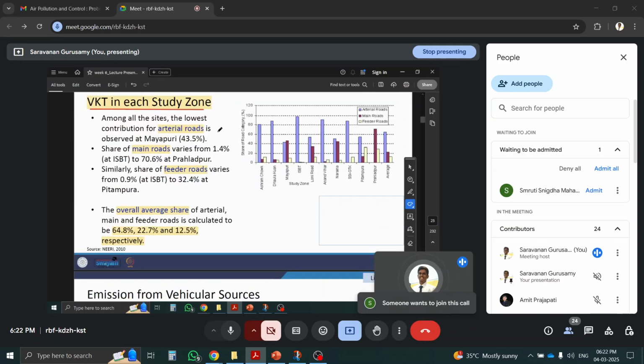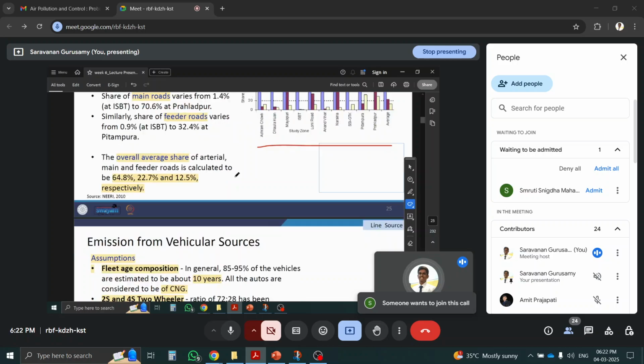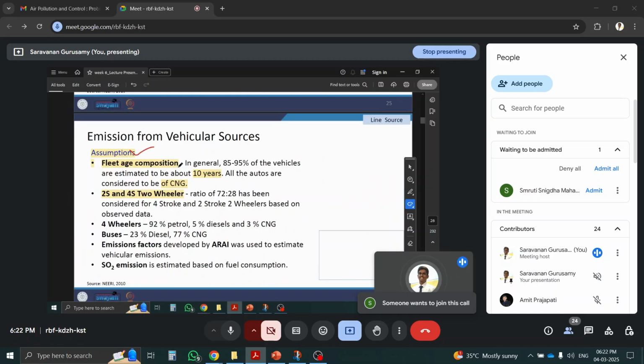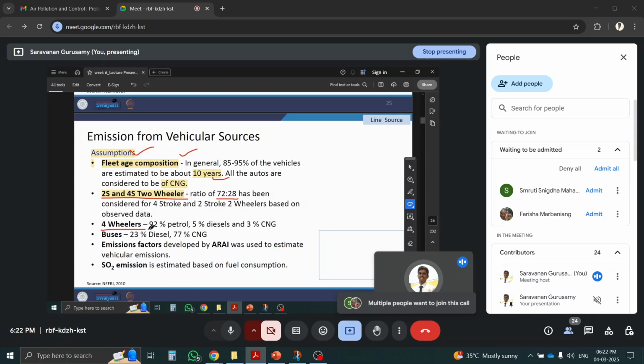So VKT is also considered for each study zone. VKT is the vehicle kilometer traveled. So if you see for 10 different zones, arterial roads have the most vehicle kilometers run. And the assumption for the emission inventory is fleet age consumption of 10 years, and 2 years and 4 years. For two-wheelers, a two-stroke and four-stroke ratio of 72 to 28 has been considered. That's the assumption I'm talking about. And then four-wheelers are 92% petrol and 5% diesel and 3% CNG. This is an assumption. And for buses, what the fuel consumption is, that also they have taken into account.